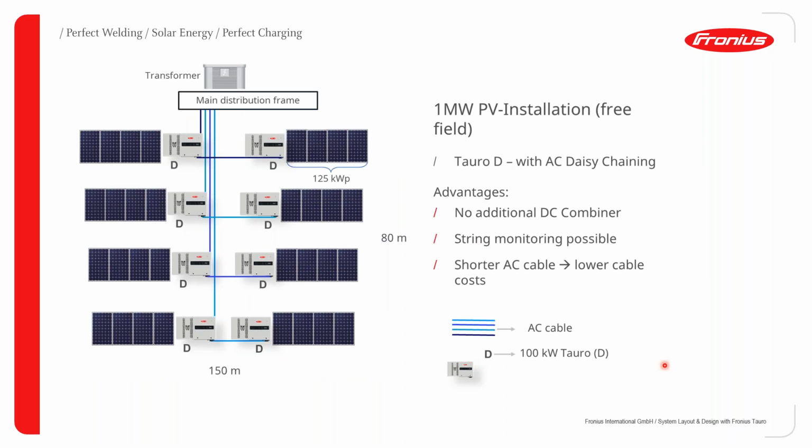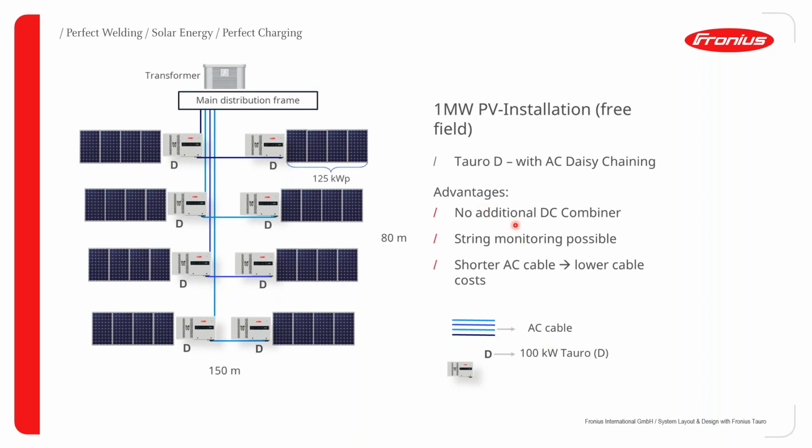The second example of this sort of installation is a different way to do it. Here again, we've got the same amount of DC, so 1 megawatt. We've got the same amount of inverters, 8 inverters. But what I'm trying to do here is cut down on my AC cable costs. And how do I do that? I order the DC chain option on the Tauro. So this is the Tauro D, the Tauro direct version with the AC-DC chain. And here we can see how we connect the AC between two Tauro inverters together. We then run the AC from the first or last Tauro back to your main distribution frame.